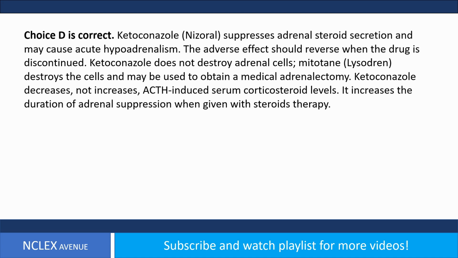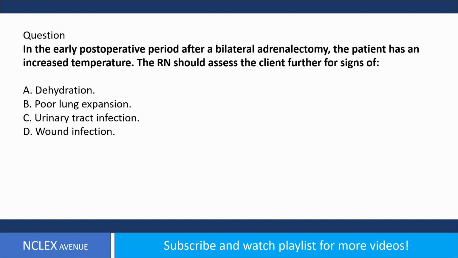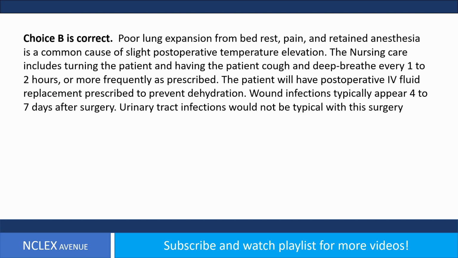Question. In the early postoperative period after a bilateral adrenalectomy, the patient has an increased temperature. The RN should assess the client further for signs of A. Dehydration. B. Poor lung expansion. C. Urinary tract infection. D. Wound infection. Answer. Choice B is correct.